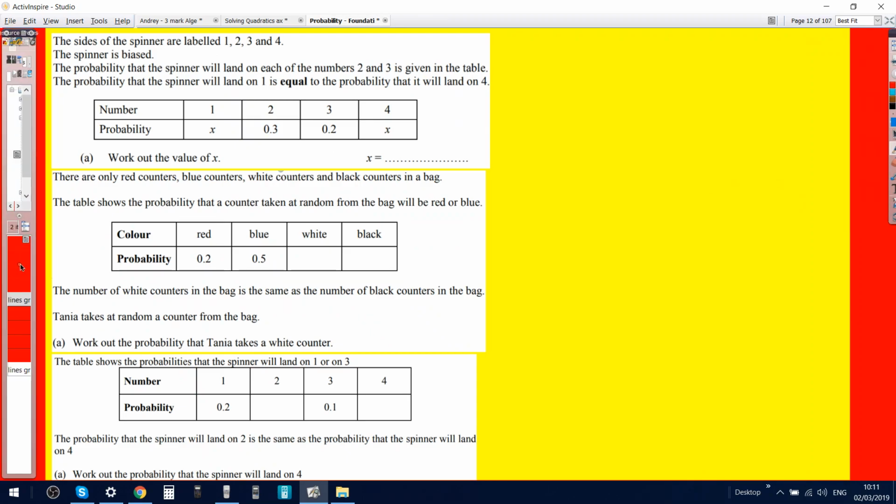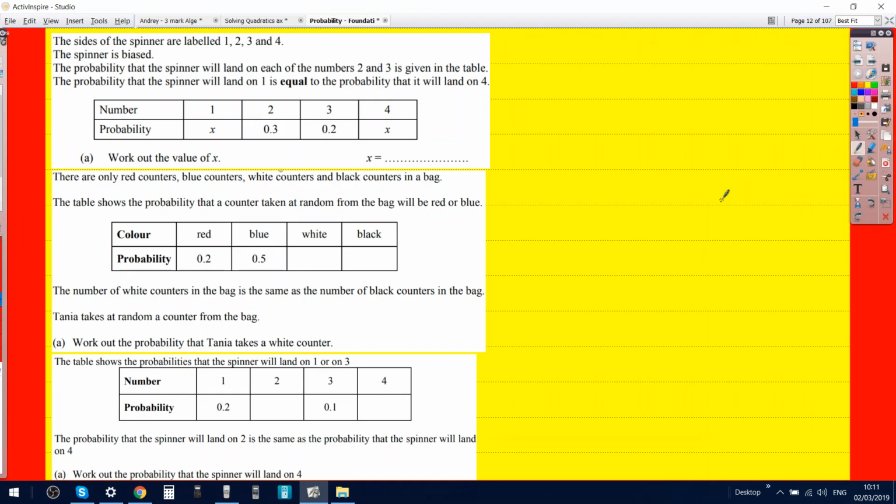Okay, top one. The spinner is biased. The probability of the spinner will land on each of the numbers 1, 2, 3. The probability of 1 is equal to the probability of 4, so that would mean they would be the same. So would it be 0.25? Yeah. Next one. Would it be 0.15? Yeah. And last one similar, it's fine.